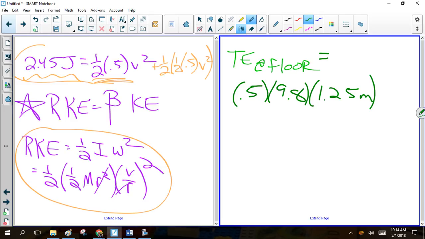All right, so the sphere will be going faster, which means more kinetic energy, which means less rotational kinetic energy. Cool? Roman numeral 3, the sphere will go farther because it has more kinetic energy when it gets to the end of the table. Cool? All right. Any questions on this?